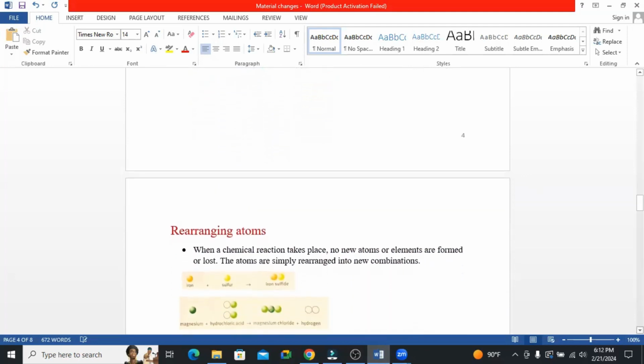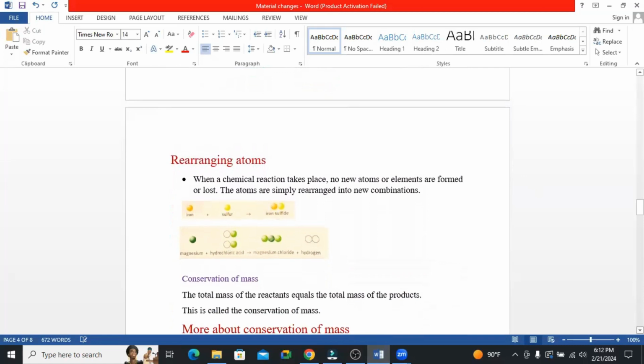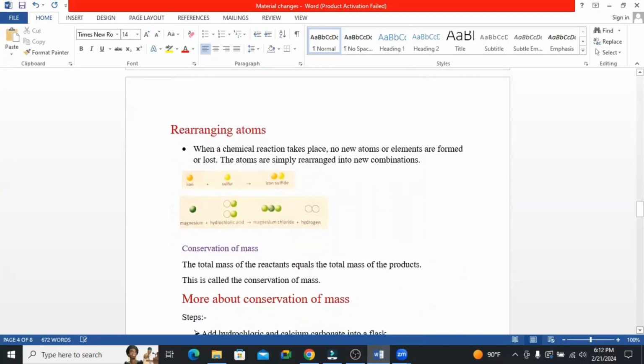Now, rearranging atoms. When a chemical reaction takes place, no new atoms or elements are formed or lost. The elements or the compounds are not lost, and also new things are not gained or attached to the previous things. The same things are rearranging to form new combinations.